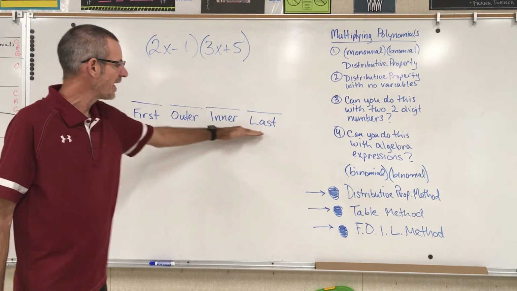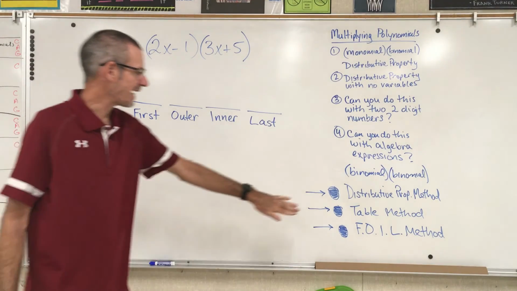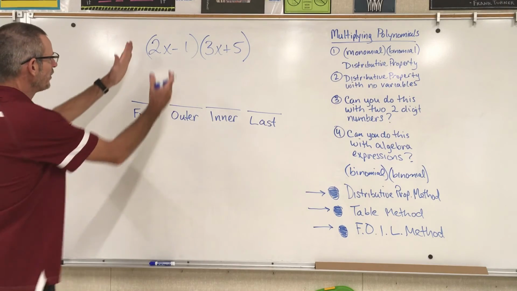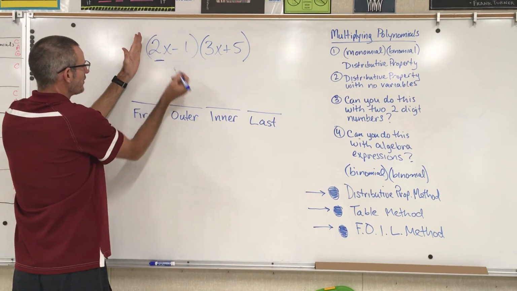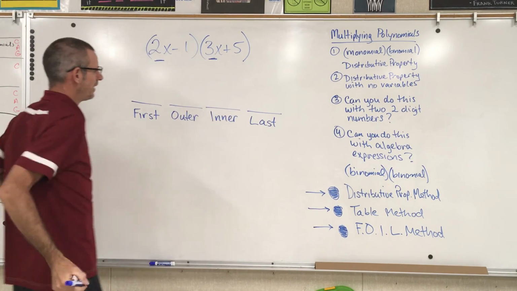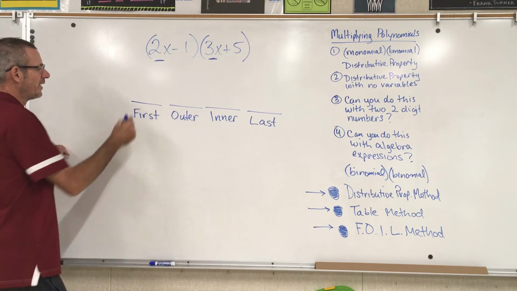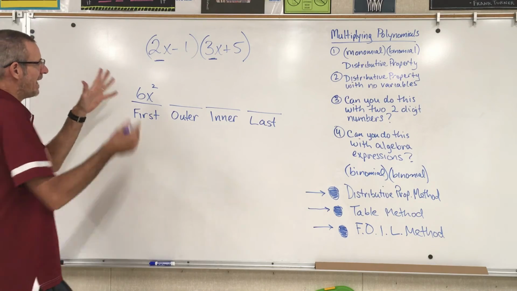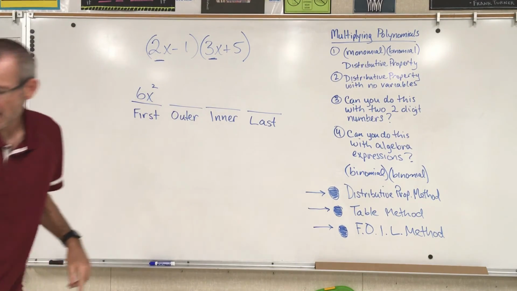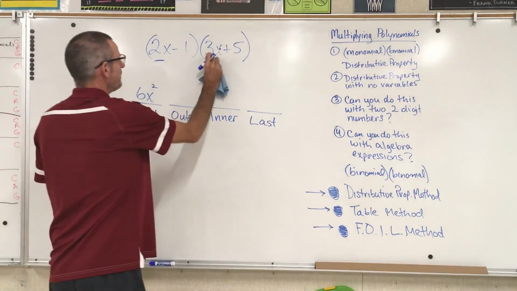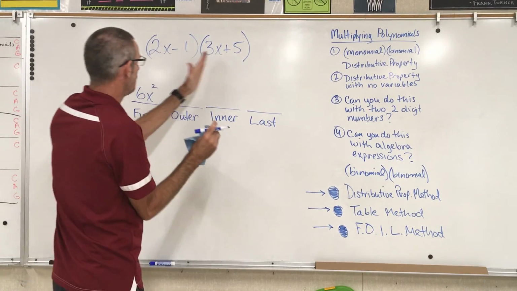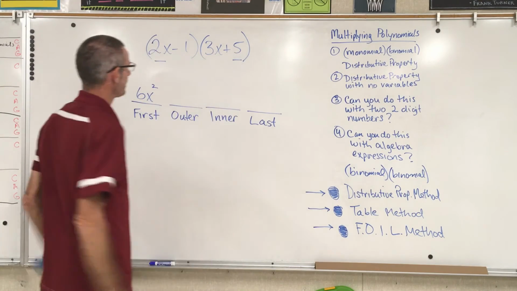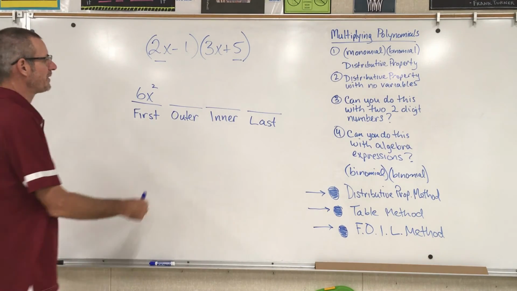So these words help to keep you organized, just like the table in the table method helps to keep you organized. So if we look at this binomial, there's the first term, and there's the first term. So when we multiply the firsts, we get 6x squared. Now, the outer terms, if we look at all 4 of our terms, 1, 2, 3, 4, this one is on the outside, and this one is on the outside. So when I multiply the outer terms, I get 10x.